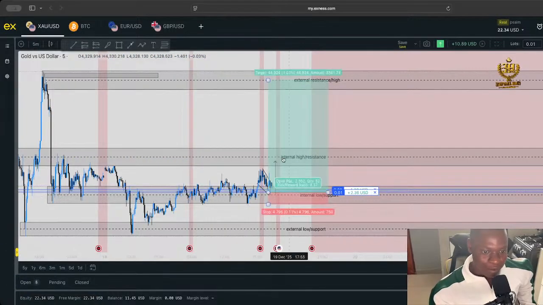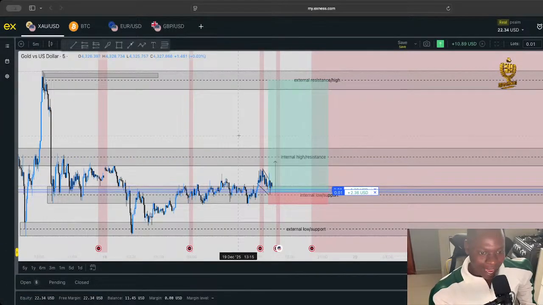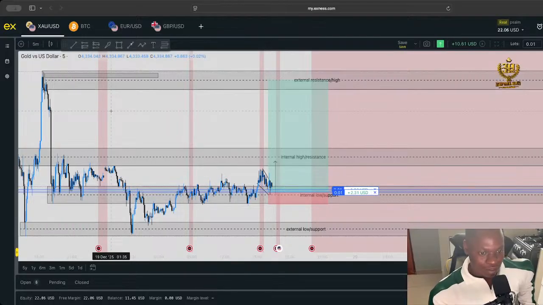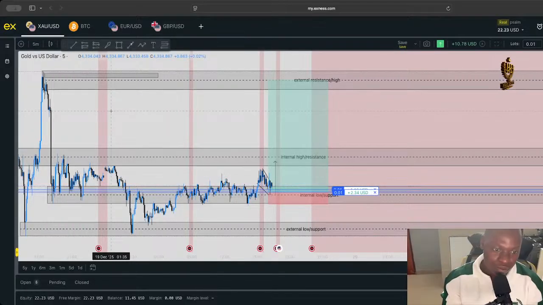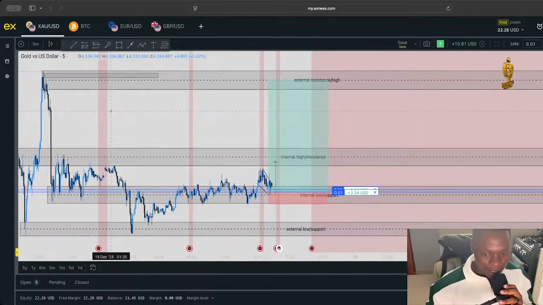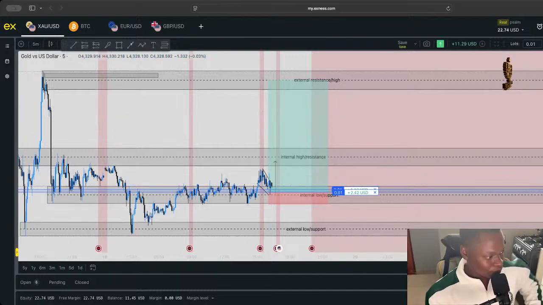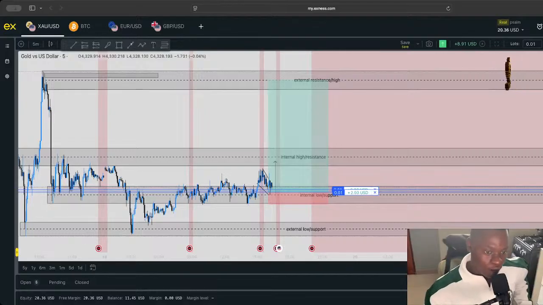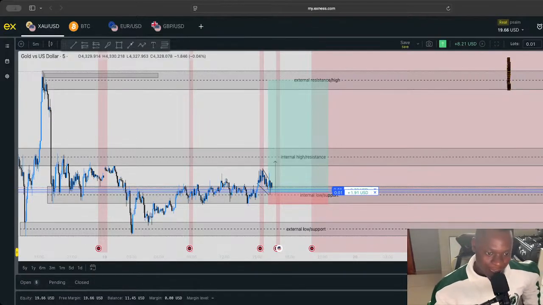It keeps on coming back. I don't want to see it coming back. But we have locked our profits. So if it keeps on coming back, it will eventually take us out with some profits. A $4 profit, which is something.